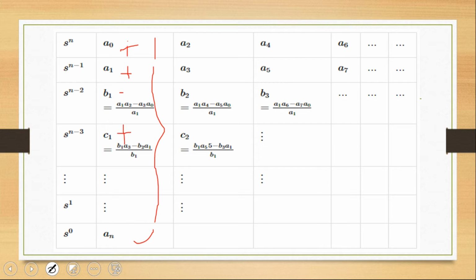That means from positive to negative there is one sign change, and from negative to positive there is another sign change. So totally there are two sign changes. It indicates that two roots lie in the right half of the s plane. Therefore, the system will be unstable.